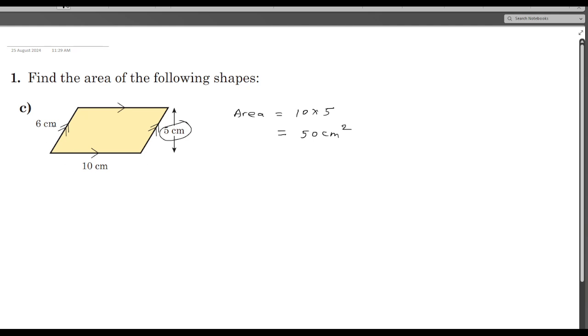Okay, why have they given this 6 centimeter? They have given this 6 centimeter to check whether you will take 6 centimeter or 5 centimeter.